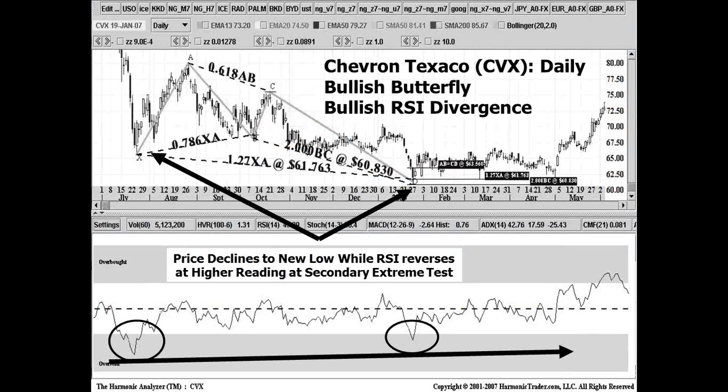Looking at this daily chart of Chevron Texaco, we have a really nice bullish butterfly. Notice at the X point, this initial low, we have a really nice W formation. That's our complex reading. Then we have this secondary test that comes up and hits the midpoint of the 50 level. So our anticipation then is looking for that secondary test at some point.